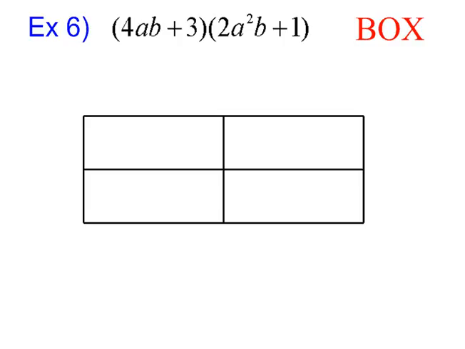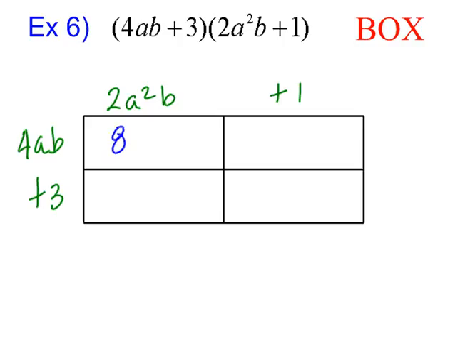So when we look at this with the box method, again, let's line everything up. So we're going to put 4ab plus 3. And again, it doesn't matter which side when it's a 2 by 2, which side we're going to put it on. And then we're going to multiply to find the area. So 4 times 2 is 8. We have 3 a's and 2 b's. 4ab times 1 is just 4ab. 3 times 2a squared b is 6a squared b. And 3 times 1 is 3.